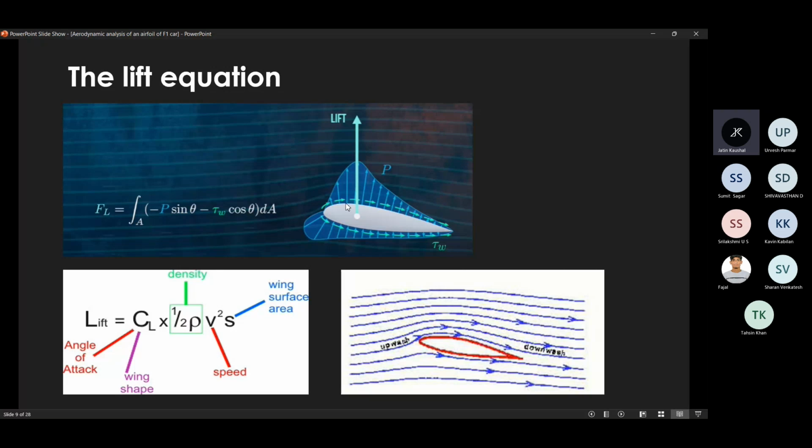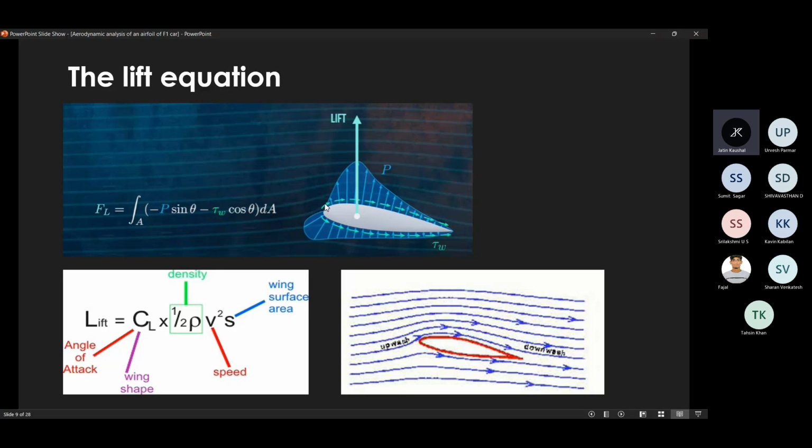Is my cursor visible? No. So yeah, it's visible. Yes, sir. Okay, okay.